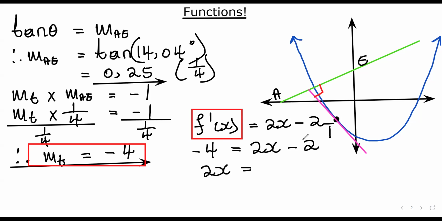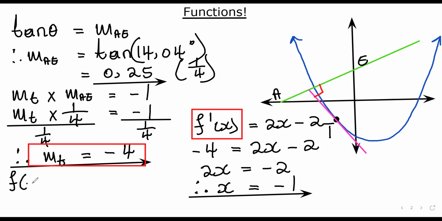So trying to solve for x, we take this negative 2 to the left, it becomes positive. So negative 4 plus 2 is negative 2, which means the value of x has to be negative 1. So what is this negative 1? Well, it's just the x coordinate of the point T. So in order for you to find the y coordinate, you're going to substitute negative 1 into the original function.